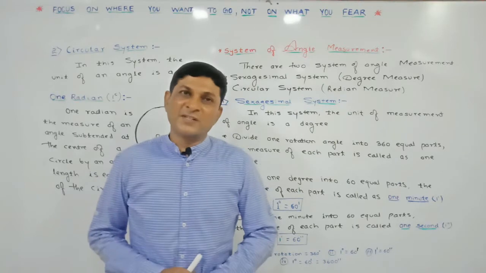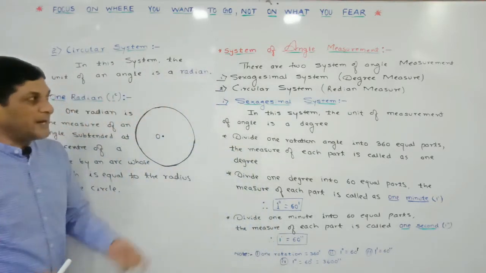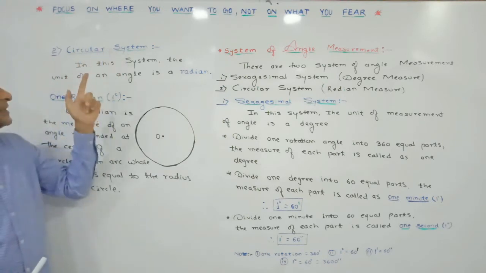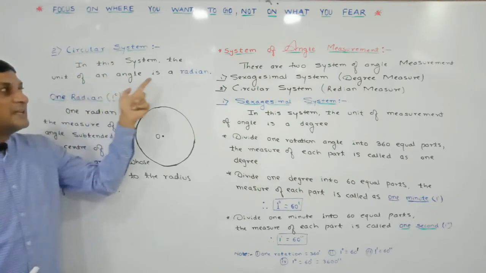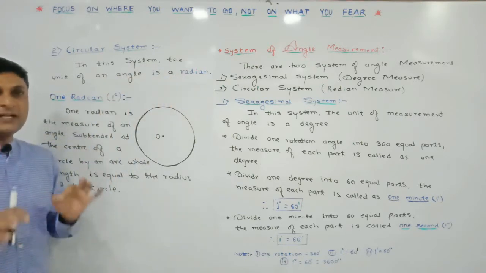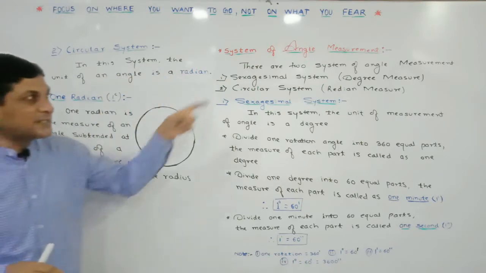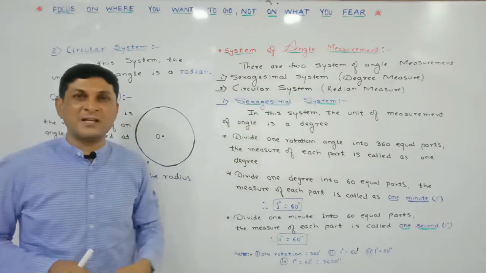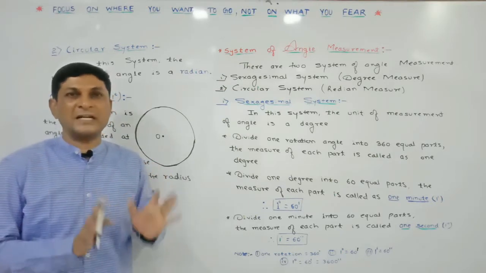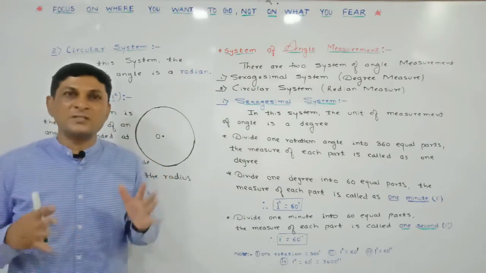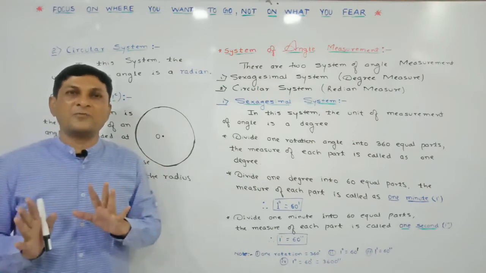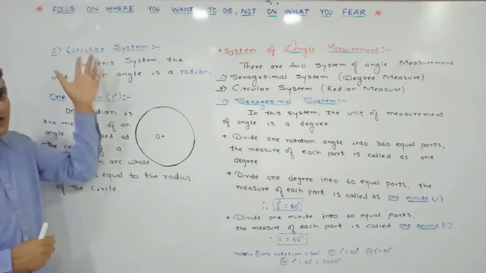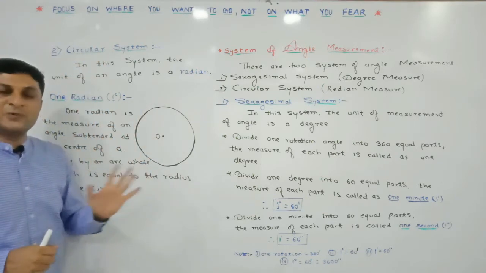Now let us discuss the second system of angle measurement, which is called what? Circular system of angle measurement. So in this circular system, the unit of angle is what? Radian. Means angle is measured in radian. So what we have seen here, in sexagesimal system the angle is measured in degrees, and in circular system of angle measurement angle is measured in what? Radian. So now we are trying to understand what is the value of 1 radian, or where we will get 1 radian angle. So the name of the system is what? Circular system.